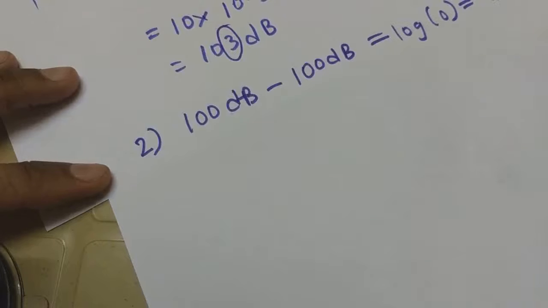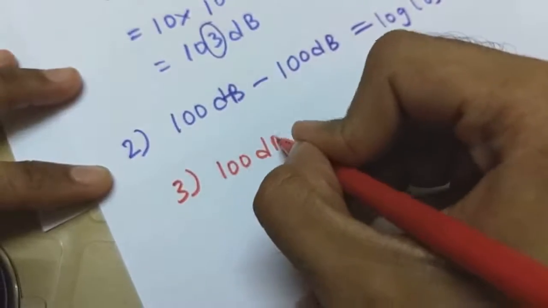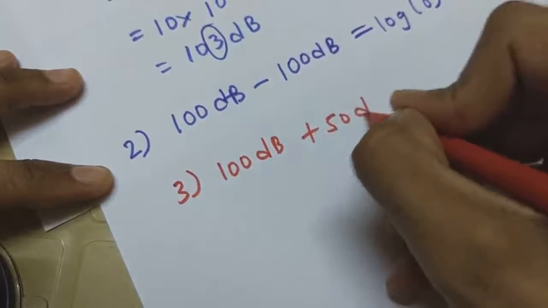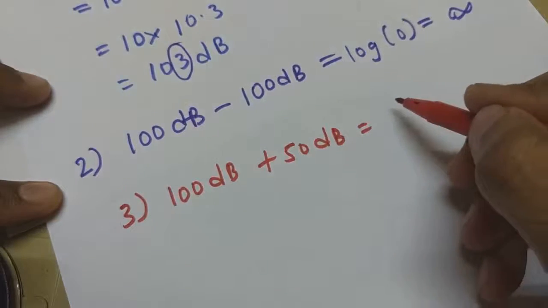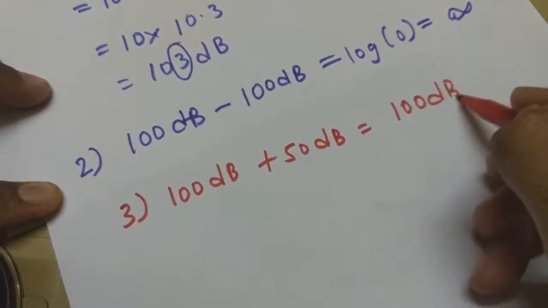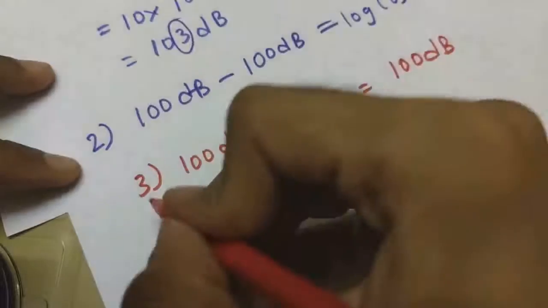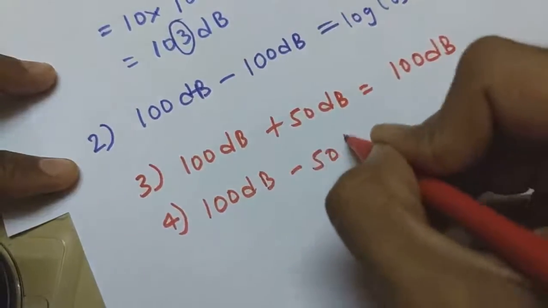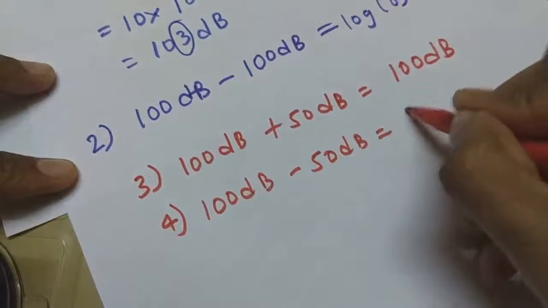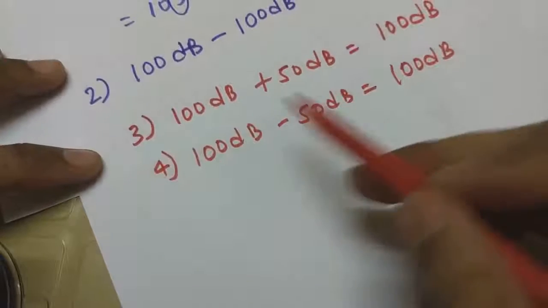Alright, the next example is 100 dB plus 50 dB. You use the same methods to calculate, and you end up with the answer which is exactly 100 dB. So 50 dB doesn't make a difference here whether you add it to 100 dB or not. The same applies when you try to subtract 50 dB from 100 dB. You still end up getting 100 dB because it doesn't make any difference whether you have this 50 or not.